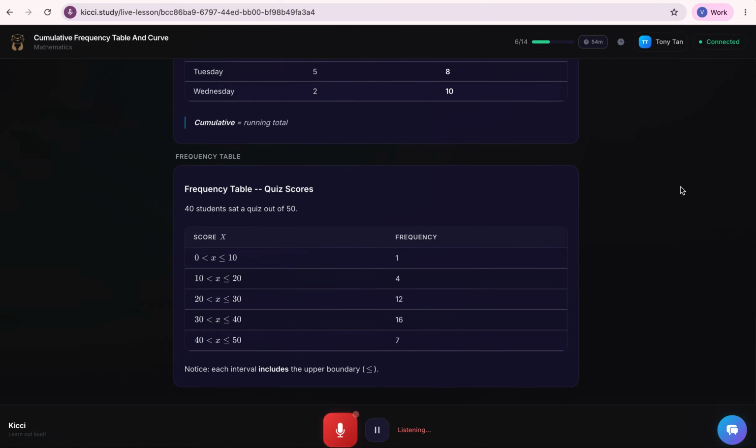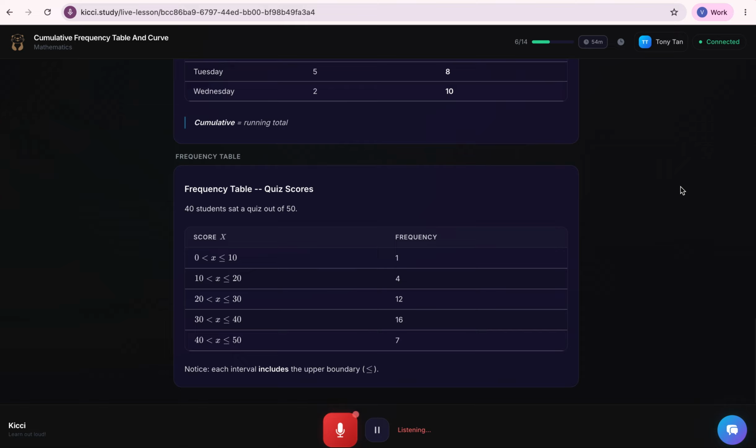Great. Now you're looking at a standard frequency table showing the results for 40 students on a quiz marked out of 50. The score column splits the scores into groups. See how it used the less than or equal to symbol? That means a score of exactly 10 falls in the first group, between 0 and 10, while a score of exactly 30 would fall in the third group, between 20 and 30. Just from looking, which group do you think had the most students?